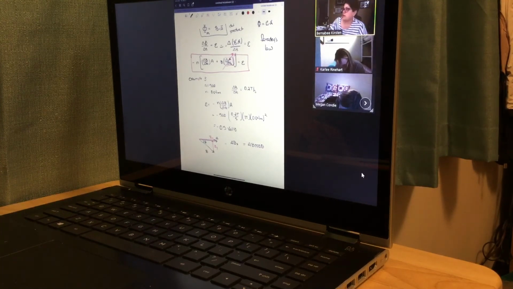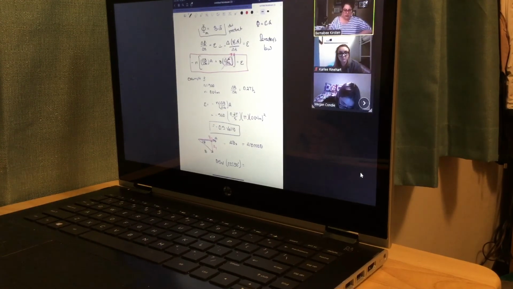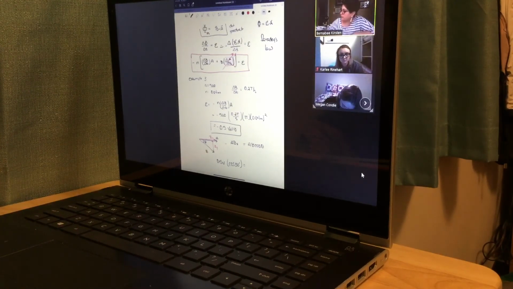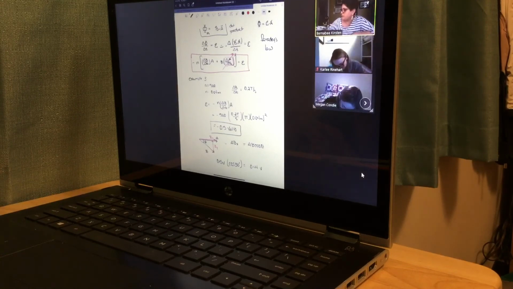So if I change that B field from nice and parallel to an angle of 30 degrees, what I really need to do is take this answer of 0.5 volts and multiply it by the cosine of 30, which is 0.87, or like 0.44. Negative if you want it.